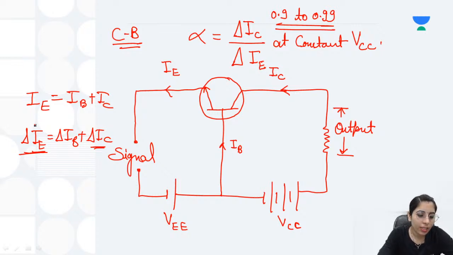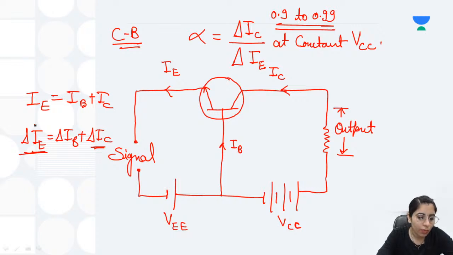That means we can again continue the discussion about some more points, and we can talk about the next point here. Once you got to know about the current amplification factor alpha, that is equal to delta IC upon delta IE at constant VCC, it will be equal to 0.9 to 0.99.